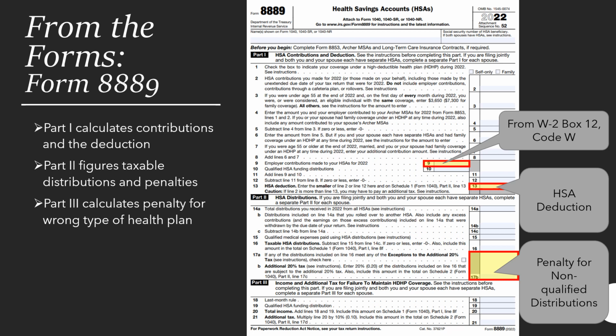This account can be held by someone with a non-high deductible health plan, but they cannot contribute to it unless they have the high deductible health plan. So there's an important distinction there.